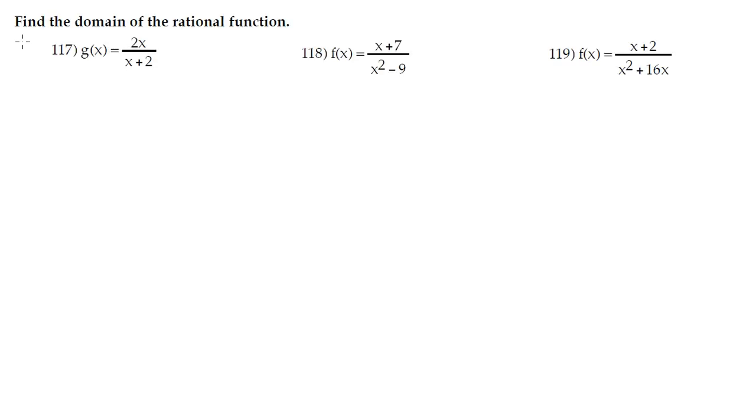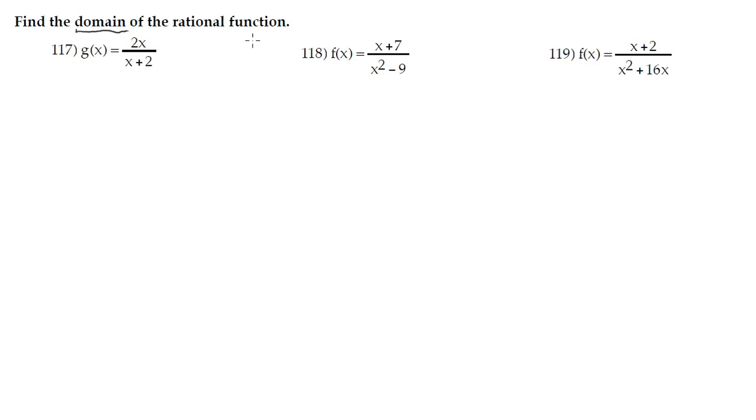So finding the domain of the rational function, just as we found domains before with the parabola and the square root function graphs, the domain is literally a list of all values that x can take, where the function is defined.